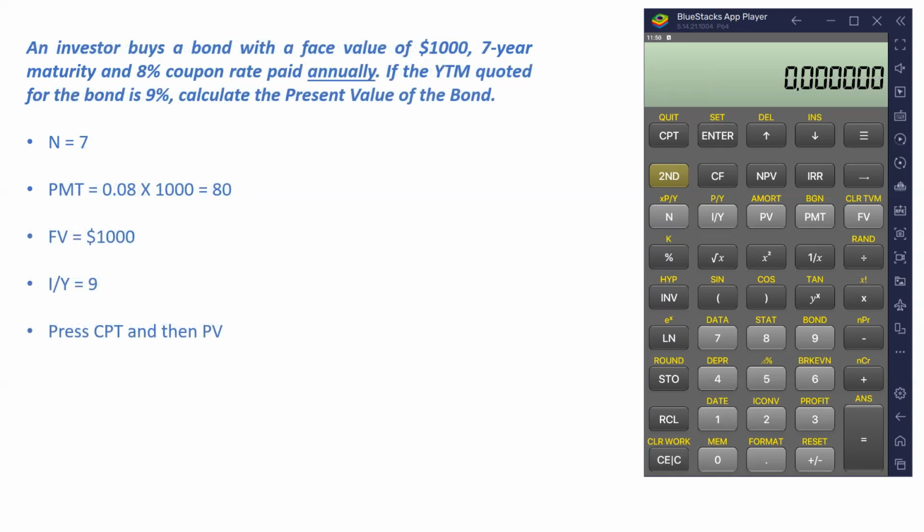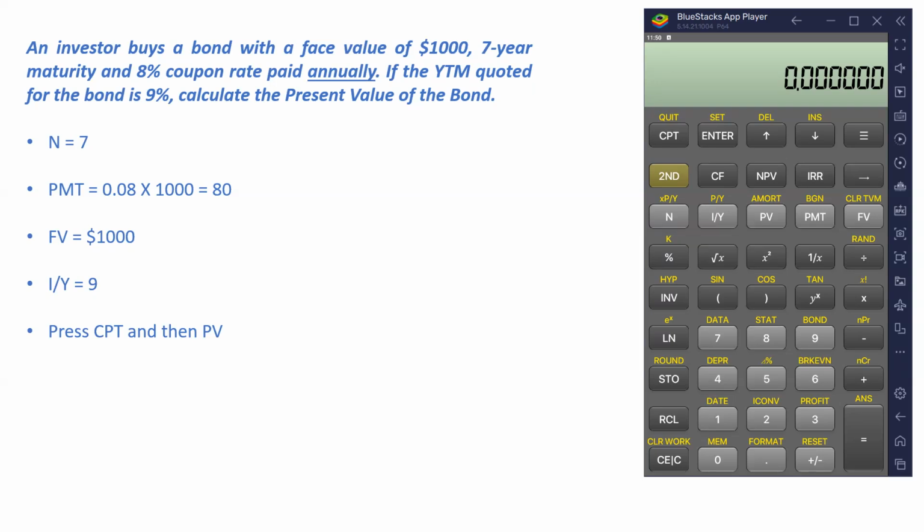Let's solve another question. An investor buys a bond with a face value of $1,000. It's a 7-year maturity having a coupon rate of 8% paid annually. The YTM quoted for the bond is 9%. So in this example, the YTM is given, but we have to calculate the present value of the bond. So that is a variable which is missing.